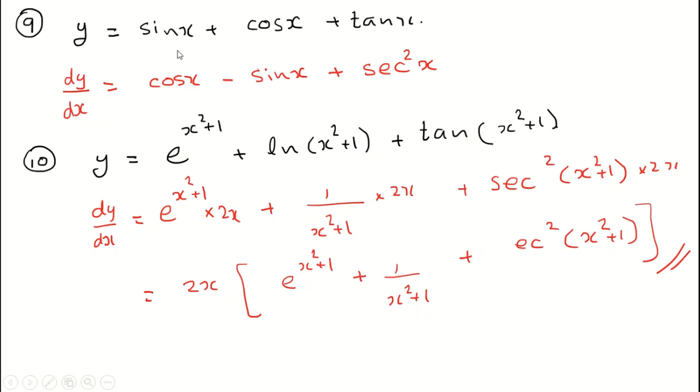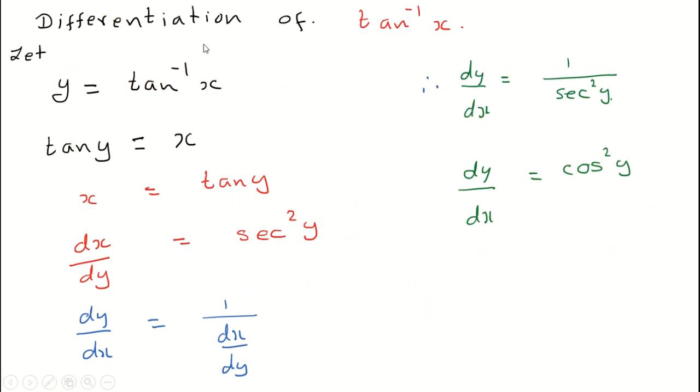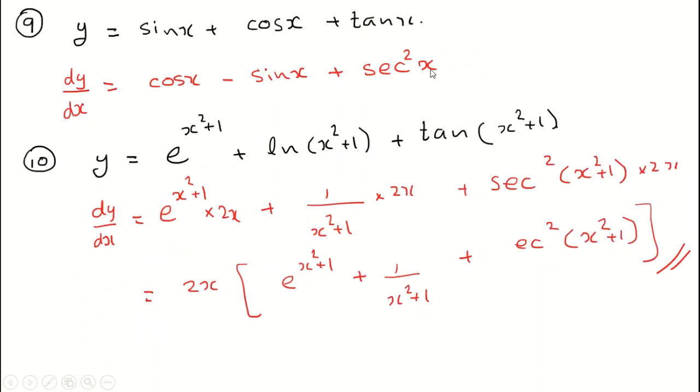Y equals sin x plus cos x plus tan x. So dy over dx is equal to cos x minus sin x plus sec squared x. Simple as that.